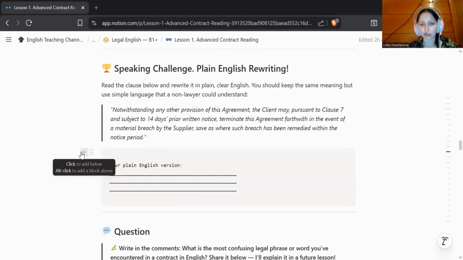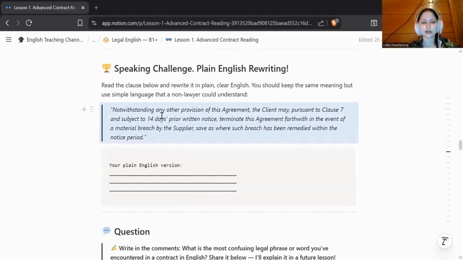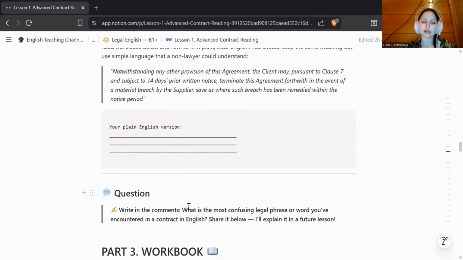You don't really have to rewrite. You can just say it. Here is a clause. Can you please reformulate it to plain, clear English? The meaning should be the same, but can you use simpler language so that a non-lawyer could understand what is going on in here, okay? And in the comments, can you tell us what is the most confusing legal phrase or word you have encountered in a contract in English? It can be even from today's lesson, it can be in a contract, and you can share it below so I can pick them all up and talk about them in our future lessons, okay?